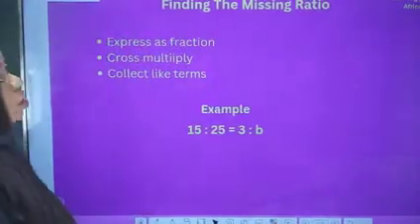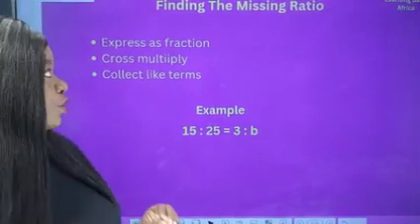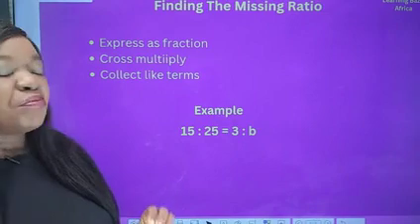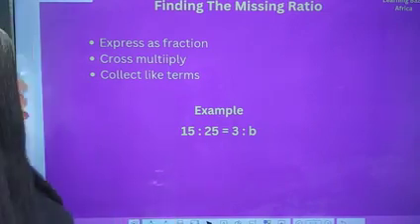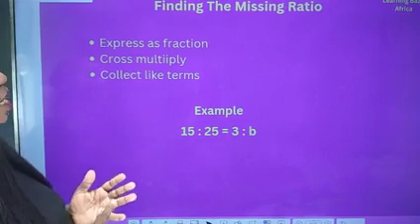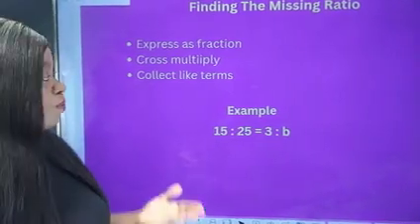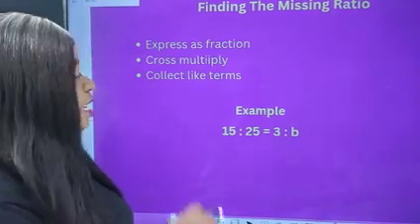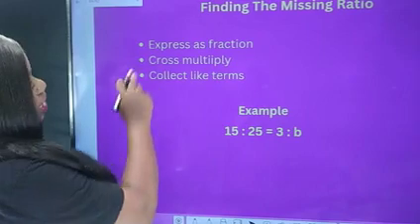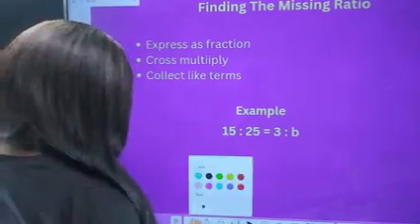Now let's move on. Let's learn finding the missing ratio. How do we find the missing ratio in a given expression? Now, the first thing you're going to do is to express that ratio as fraction. Express the expression as fraction. You know, this is an expression. We have to express it as fraction. Then the next step is for you to cross multiply, then collect like terms.